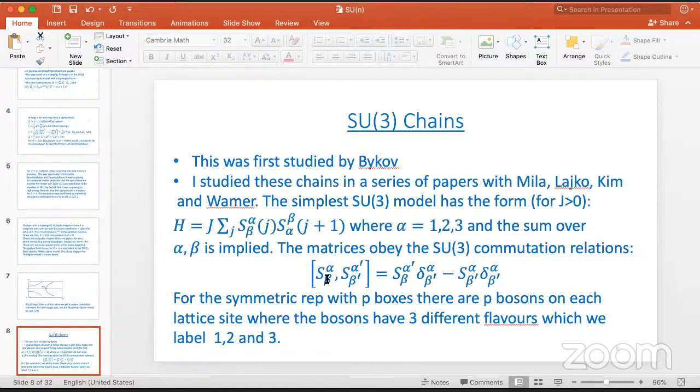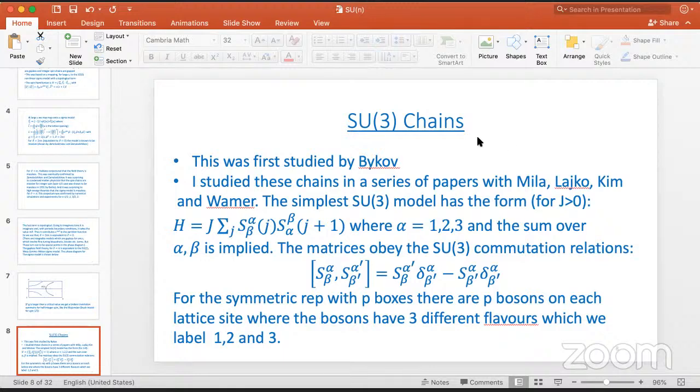So now let me move on to SU3 chains. This was first studied by Affleck, and I studied it in a series of papers with Mila, Lecheminant, Kim, and Weimer. Weimer was my graduate student. Frédéric Mila is a professor at EPFL in Lausanne. Lecheminant was his postdoc, and Kim was his graduate student.